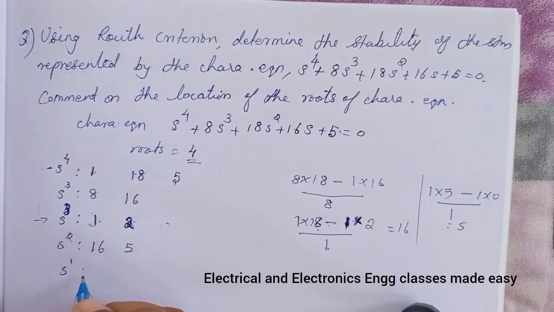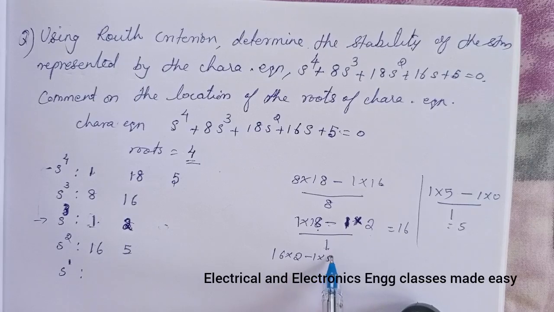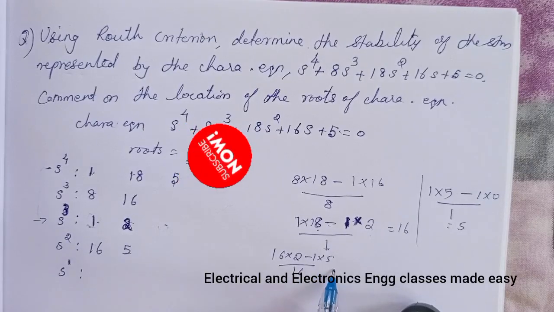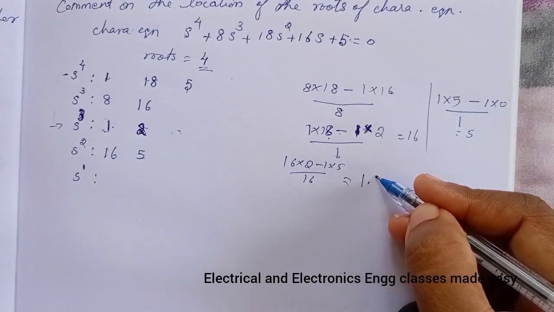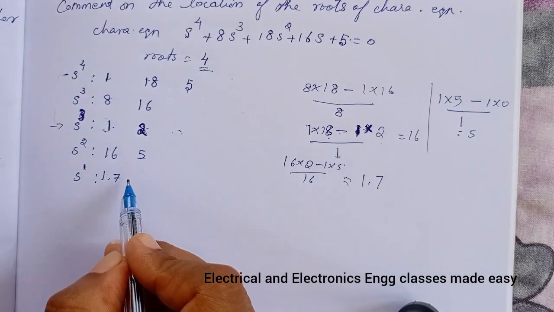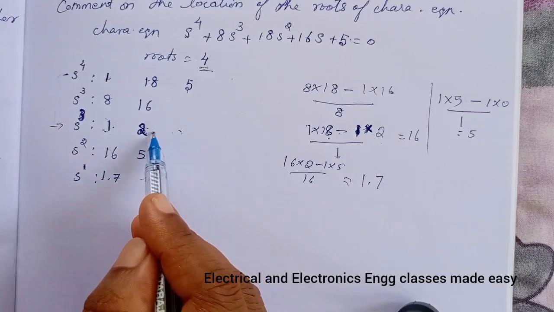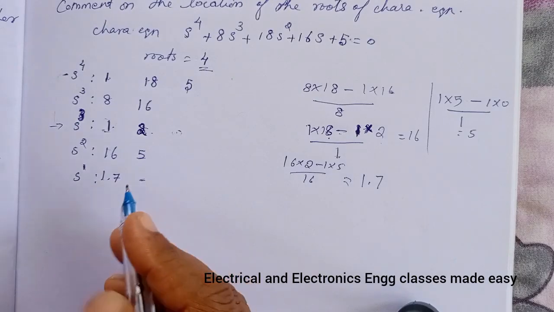Next is s raised to 1, and s raised to 1 is obtained with the above 2 rows. So these 2 rows we have to consider, that is 16 into 2 minus 1 into 5 divided by 16, and it is approximately equal to 1.7. So we can write here 1.7. And the next element is obtained with the next 2 elements. So here no elements, so this is considered as 0.